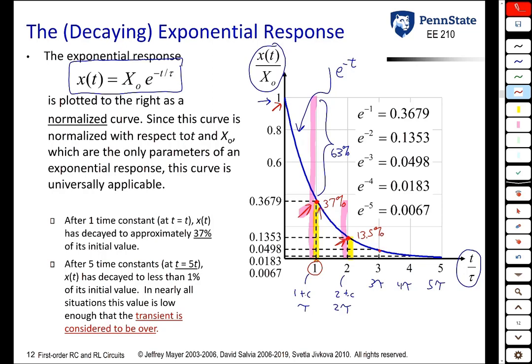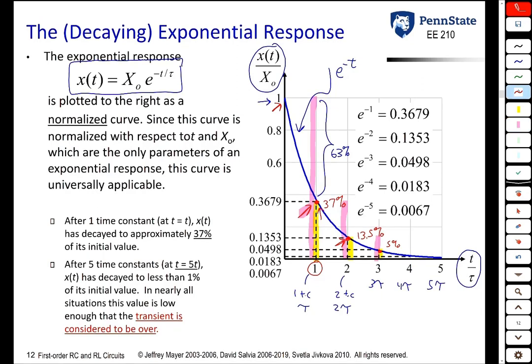After 3 time constants, e to the minus 3 is 0.0498, or 5%. So that is 5% of the initial value, or 37% of the previous time constant value. After 4 time constants, e to the minus 4 is 0.0183, so this value is 1.8% of the initial value, or this value is 37% of that value there.